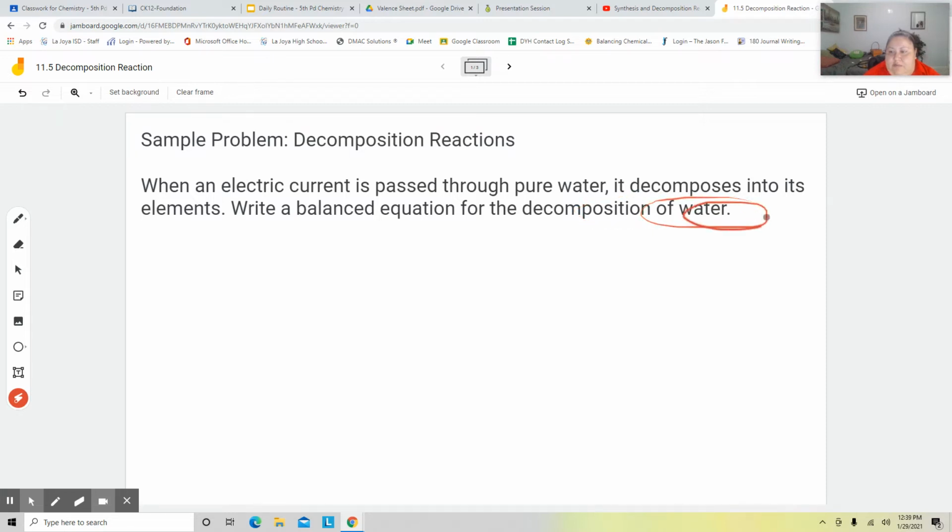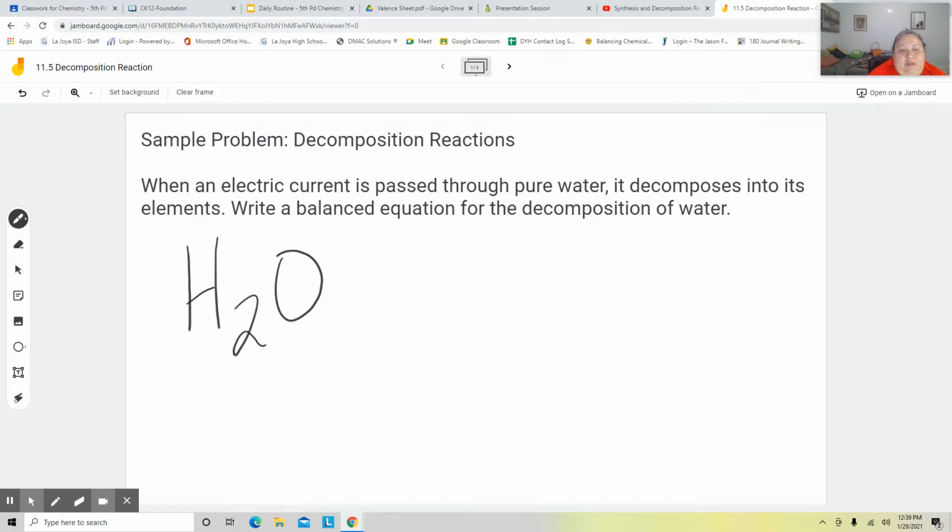Okay, so we're breaking apart water. Everybody knows the formula for water, right? What's the formula for water, guys? H2O. For sure, H2O. Everybody agree? I agree. Yeah. All right, so if it's going to break apart, what is it going to break apart into? What do you think? H and O, hydrogen and oxygen.